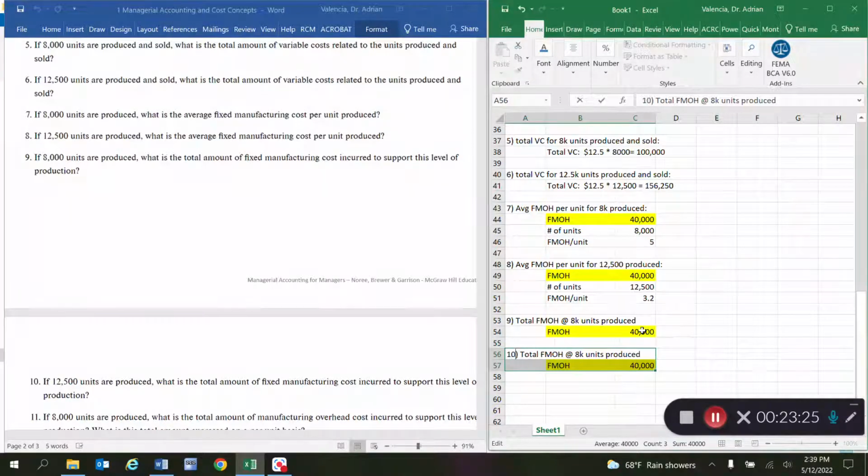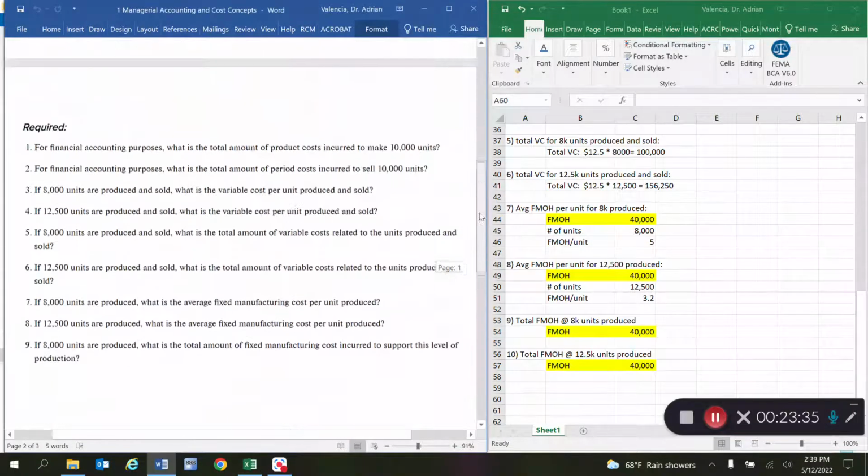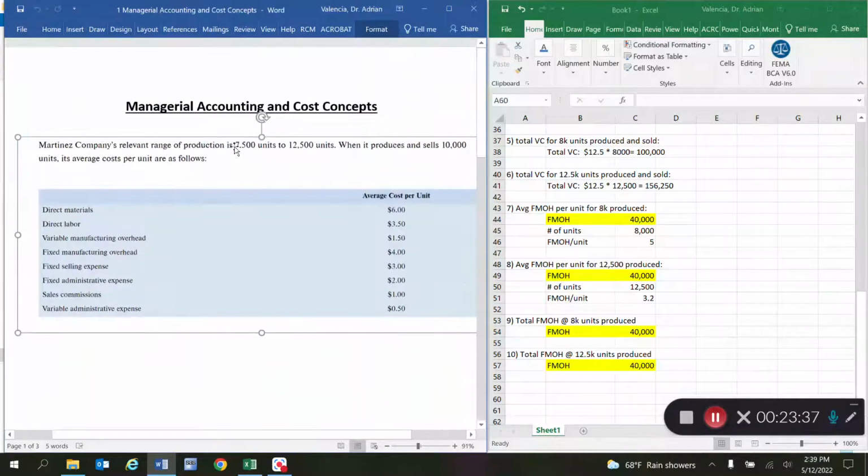So this is number 10, and this is 12,500 units. Now keep in mind, and I'm going to keep reminding you of this, that's all within the production level of 7,500 units to 12,500 units. I might have way more fixed manufacturing overhead right after we start making more than 12,500. I might even be able to incur less than 40,000 if I make less than 7,500.